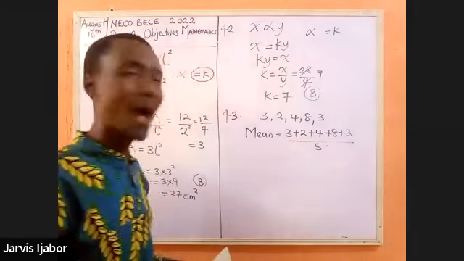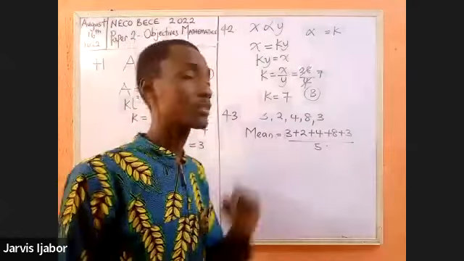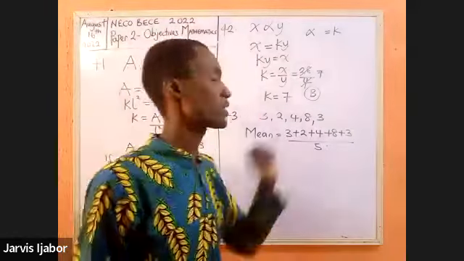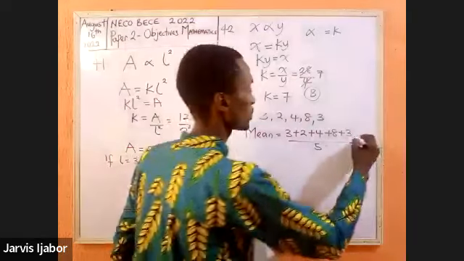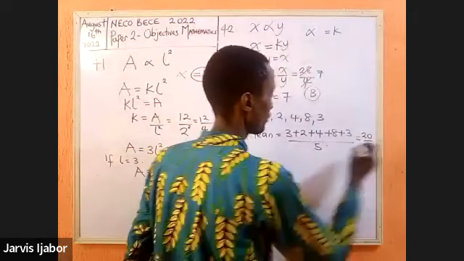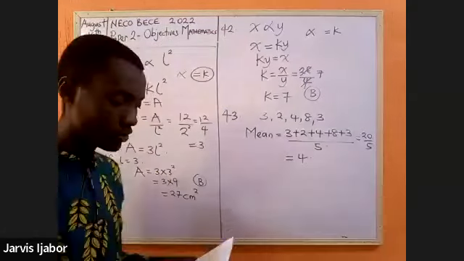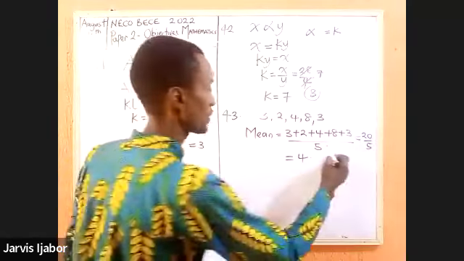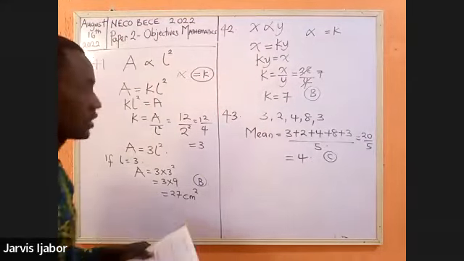So I'll add them up. 3 plus 2 is 5, plus 4 is 9, plus 8 is 17, plus 3 is 20. So that gives me what? 20 over 5. And the mean becomes what? 4. So if you've done that correctly, your answer will be C.